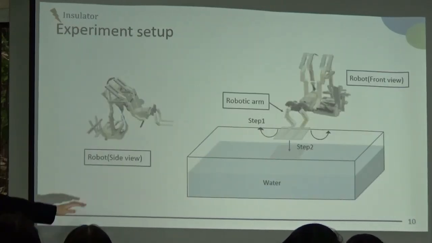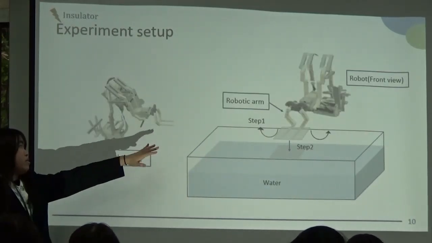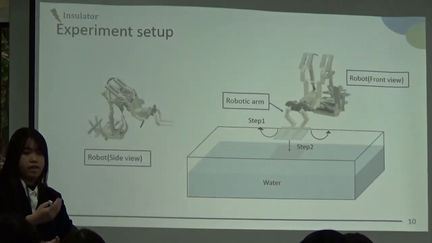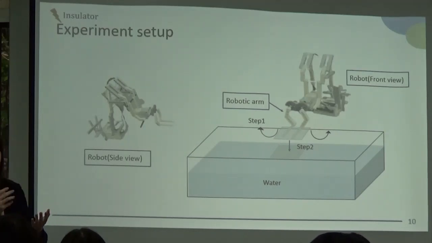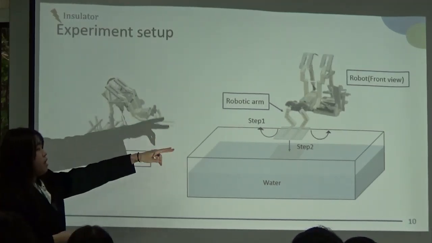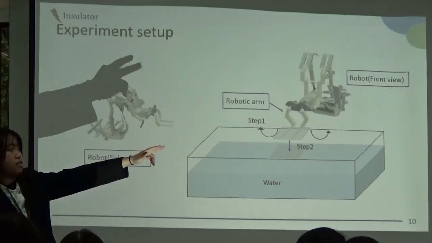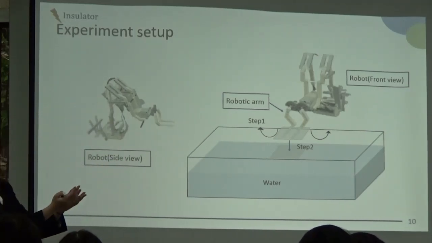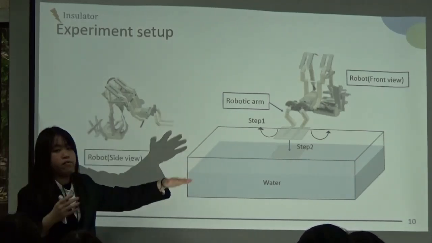So here is our experiment setup. We use the robot to put the tracing paper on the surface water because we think that if we use hands to put it, it is not accurate enough. So we use the robot. The process is that if I press the button on it, the robotic arm will open, and the tracing paper will fall onto the water.